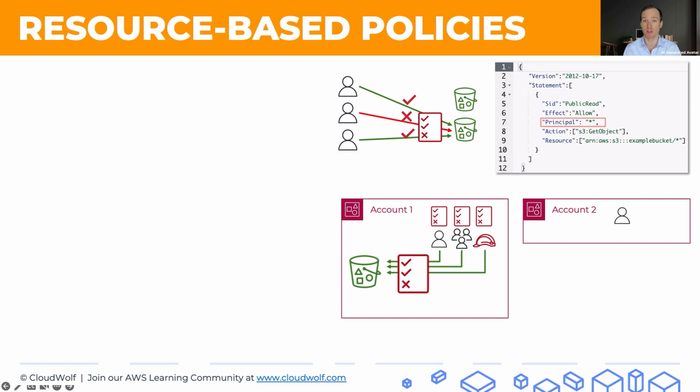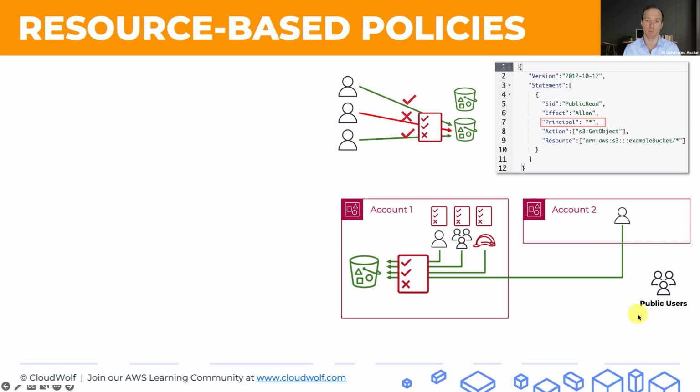Then we might have identities in another account, and they might want to access the bucket as well. So in this case, only the resource-based policy would be applicable, because even if they have their own identity-based policies here, they are not relevant inside this account.